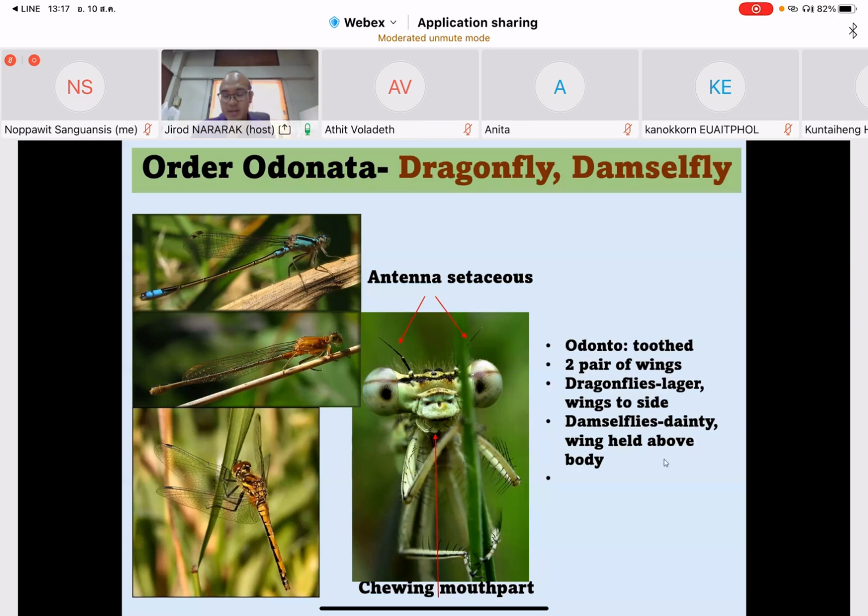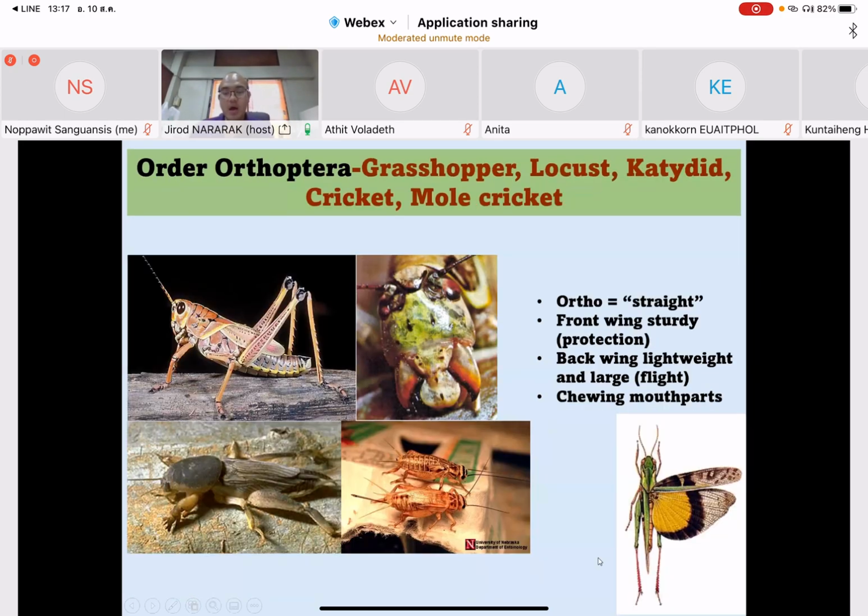Okay, I'll go on to the next order. The next order is Orthoptera. The common names are grasshopper, locust, katydid, cricket, and mole cricket.